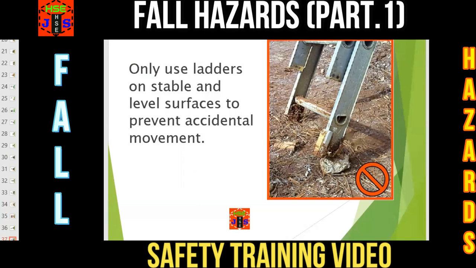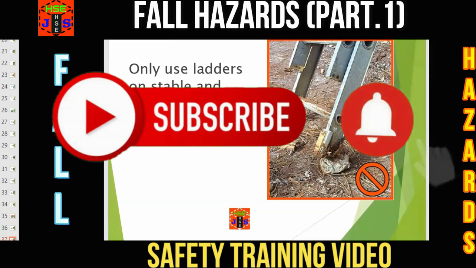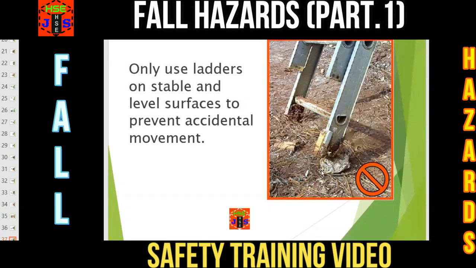Only use ladders on stable and level surfaces to prevent accidental movement. Do you think this ladder is stable? Look at the right hand side and then look at the left hand side. In the photographs, these mistakes look smaller, but once a person falls from height, the consequences are very high.